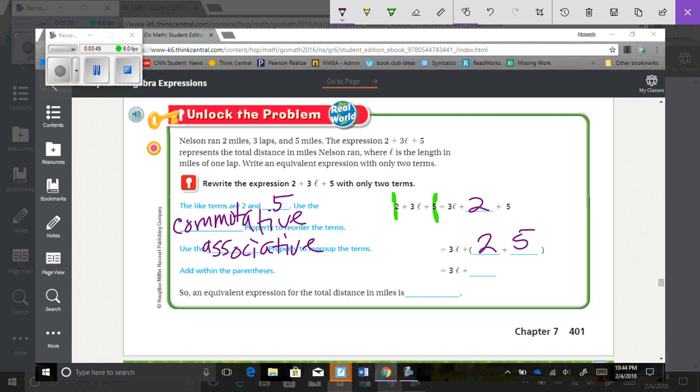Okay, because remember, associative means that it doesn't matter where those parentheses are as long as we're adding the whole thing. Now we're going to add within the parentheses, so we get 2 plus 5 equals 7. So an equivalent expression for the total distance in miles is 3L plus 7. Again, we're down to 2 terms because we only have one addition sign left, so there's 1 term on either side.